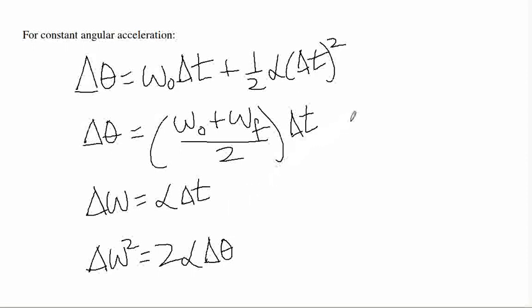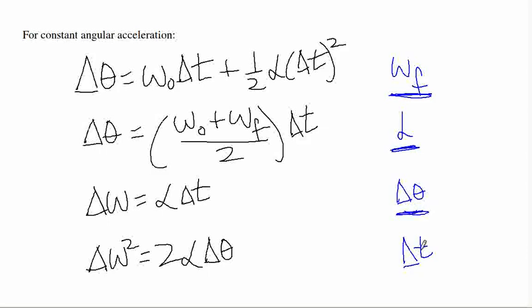Now, for specific problems, sometimes people are concerned that they won't be able to easily determine the best equation to use. So let me bring something to your attention that I think will help you in selecting the best kinematics equation to use. Notice that the first equation does not have omega final in it. The second equation does not have alpha. The third equation does not have delta theta. And the fourth equation does not have delta t.